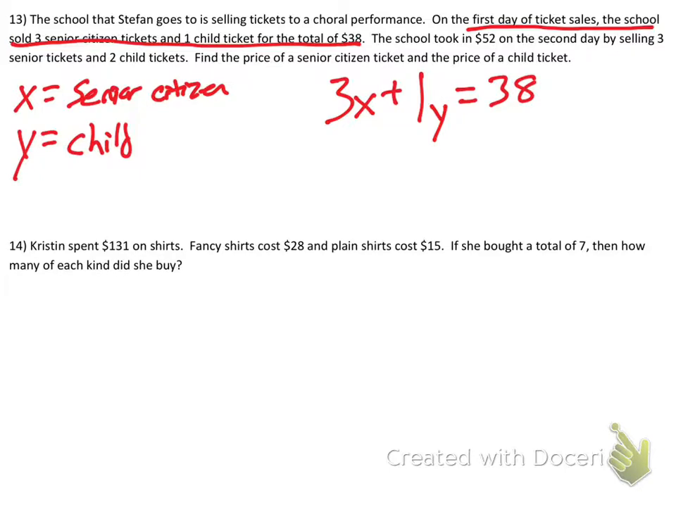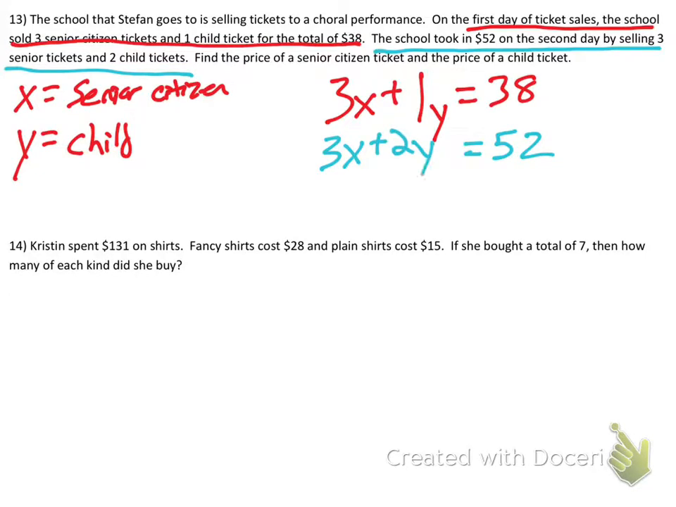Then on the second day, which would be the second equation, the school took $52, so I'd set that equal to 52. On the second day, you sold 3 senior citizen tickets and 2 child tickets. Now you can solve this either by substitution or elimination.